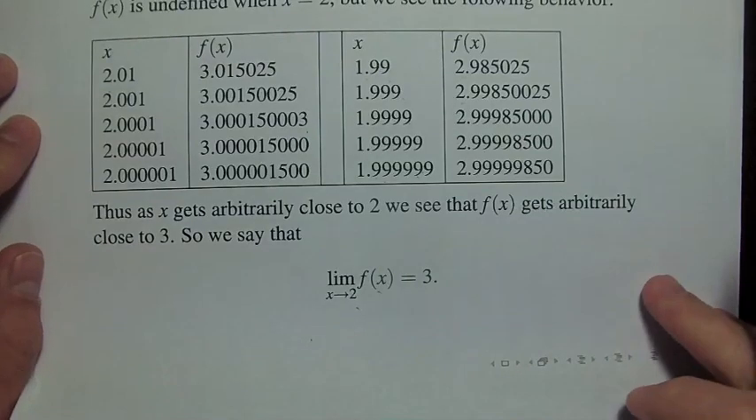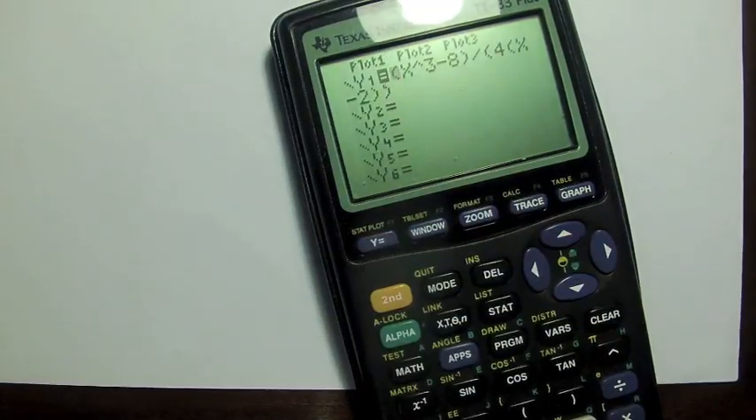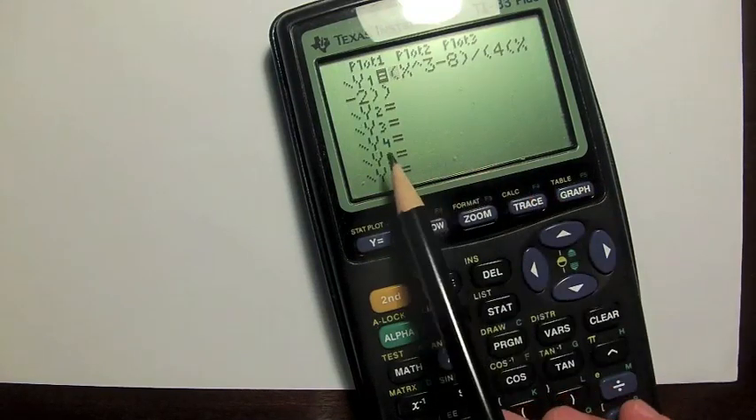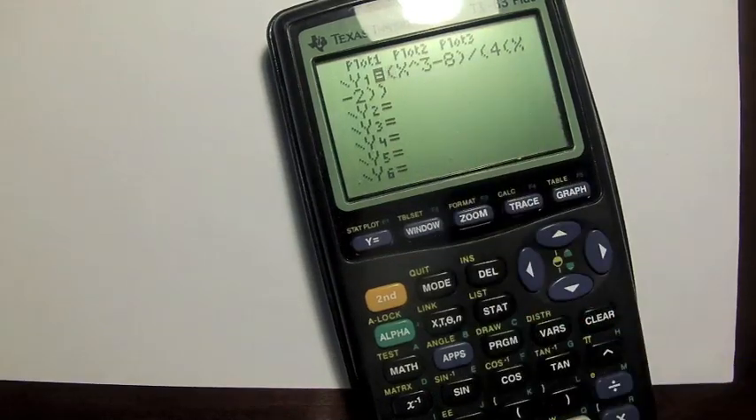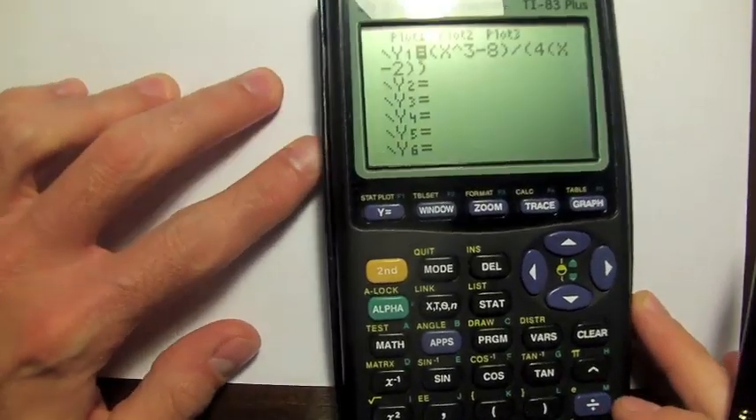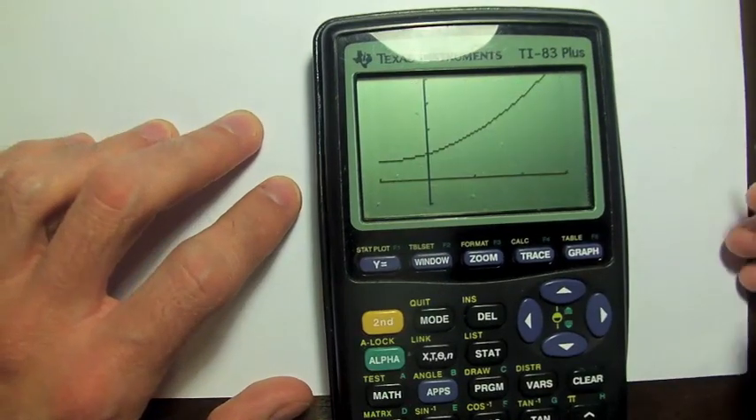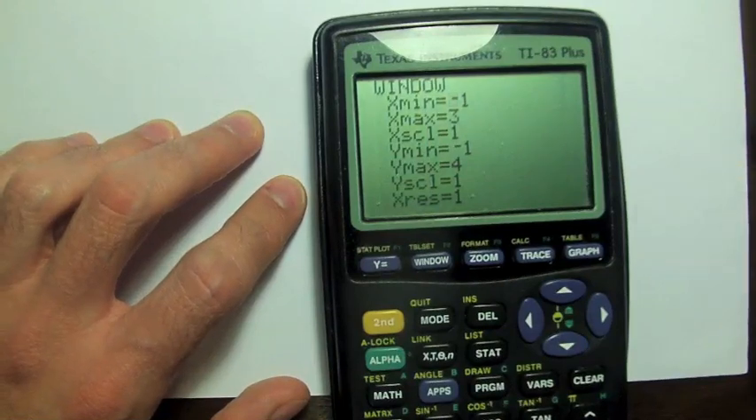All right? So if I was to graph this on a calculator, I've already skipped to it, but what we have here in my y equals is the function we've been looking at. Remember, that's x cubed minus 8 all over 4 times x minus 2. Remember, always put your entire denominator in parentheses. And we'll go ahead and graph this. Now, if you're curious about what my window is, here's a look.